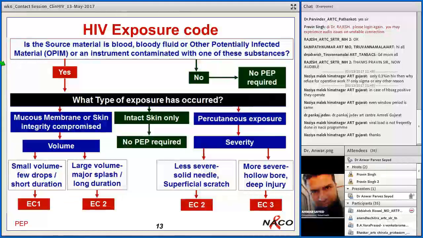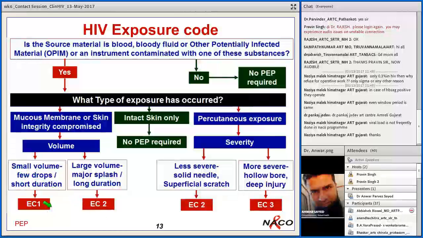For risk, the source of HIV is again categorized as HIV negative, low risk, high risk, or unknown. Negative is tested HIV negative, but we should also consider the HBV and HCV risk of transmission. Low risk is HIV positive but clinically asymptomatic, or viral load very low or undetectable. High risk is HIV positive but clinically symptomatic or having a high viral load. And then unknown risk is when we don't know the source, that is, the HIV status of the source is unknown.